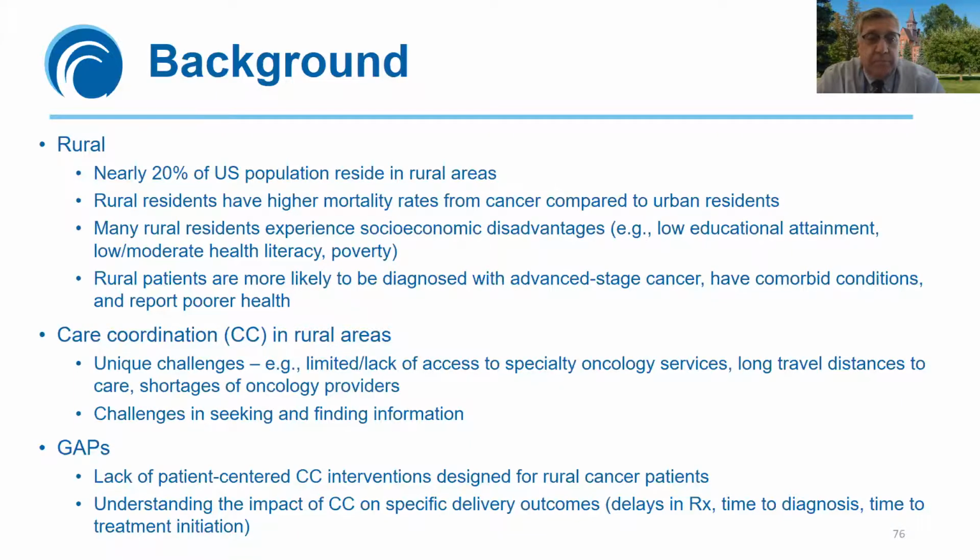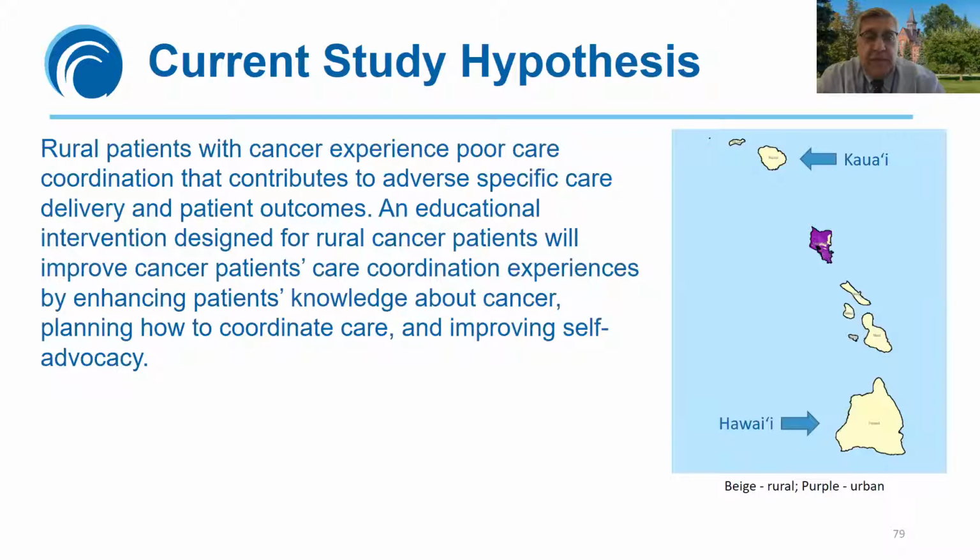Next slide. So our hypothesis for this study was that rural cancer patients experience poor care coordination that contributes to adverse care delivery and adverse patient outcomes, and an educational intervention for rural cancer patients would improve their care coordination experiences. And this study is being done on Kauai, Hawaii, and also the island of Maui, which doesn't have an arrow on this slide, but does on our latest version. Next slide.